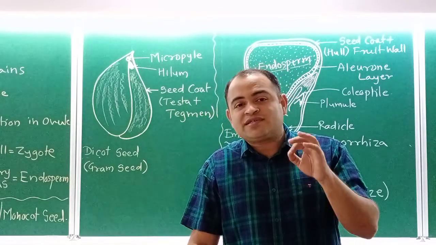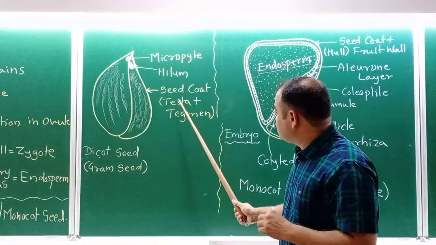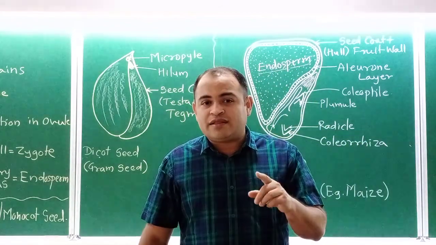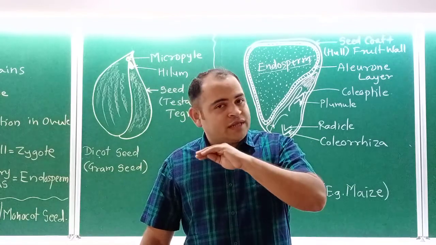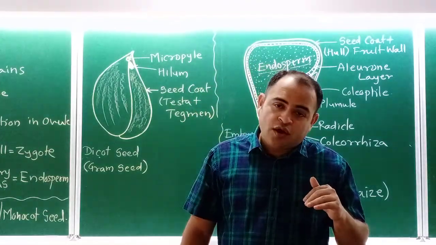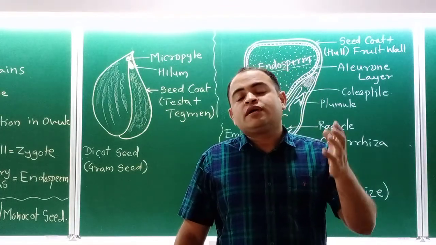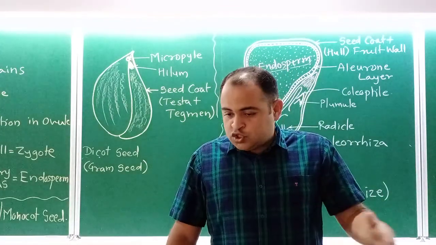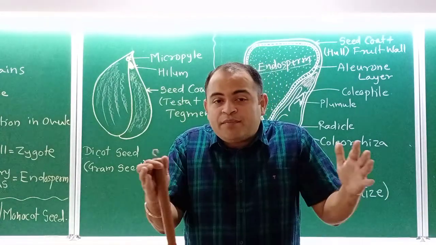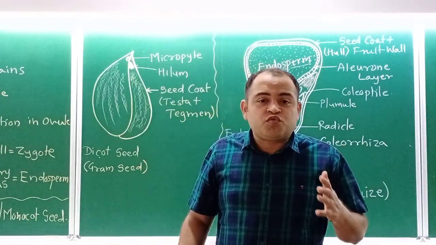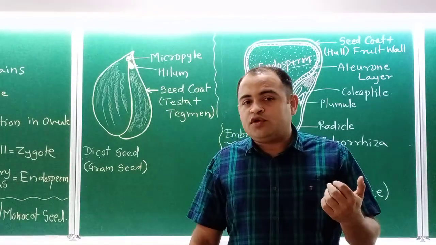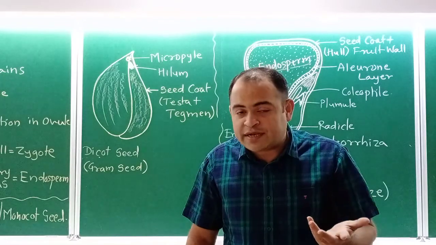Water never enters into the seed through the seed coat. Testa and tegmen, if they are fused together, never allow water to enter. But when water enters through the micropyle, slowly imbibition occurs. When the swelling occurs, you take out the seeds and allow them to germinate.